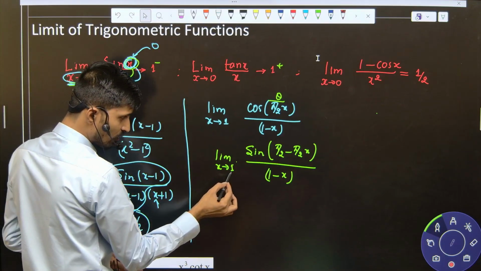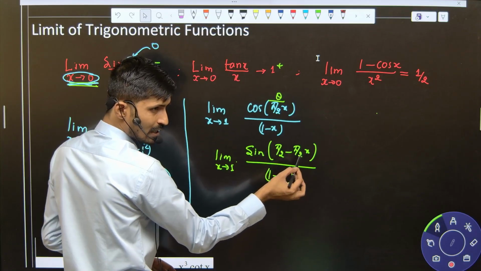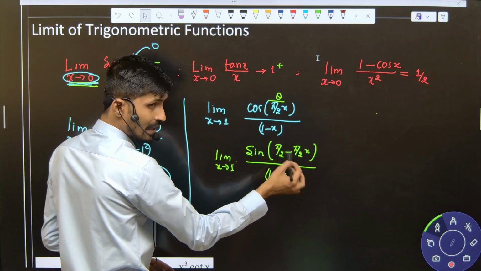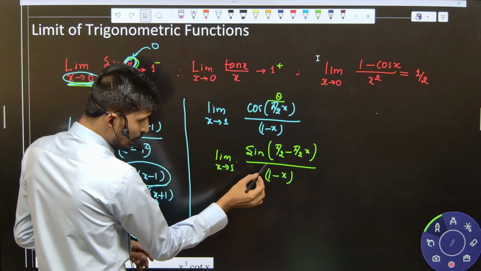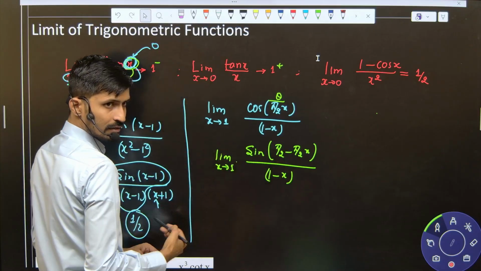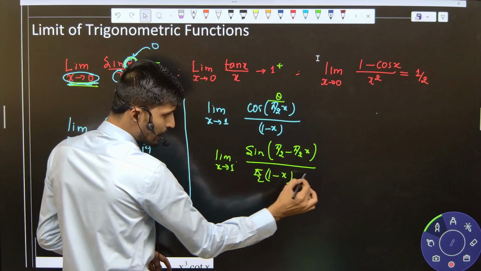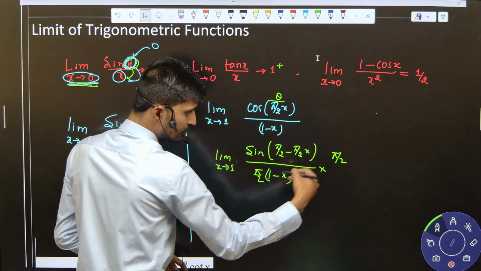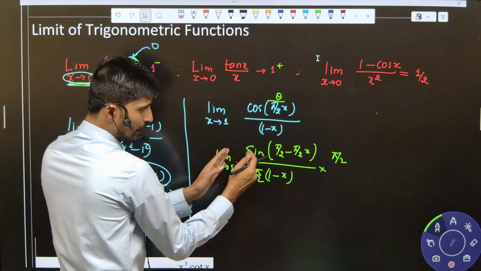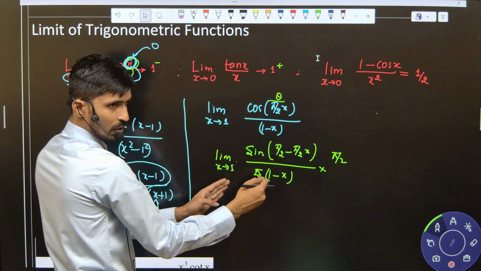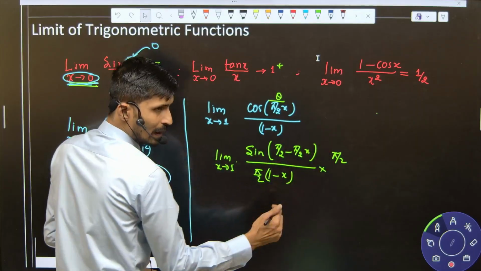So let's put the limit 1. Pi by 2 minus pi by 2 into 1, pi by 2 minus pi by 2. It means the angle inside sine became 0. After that, I want the same angle in the denominator. So what is the angle here? Pi by 2 minus pi by 2x. So can we multiply by pi by 2x and divide here? Now this angle is the same angle that is inside the sine. When you take pi by 2 common, that becomes 1 minus x. And you can see pi by 2, 1 minus x. It means this total value is now 1. And 1 into pi by 2 is the answer.